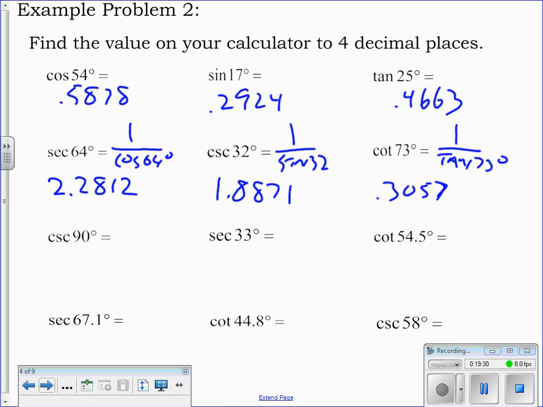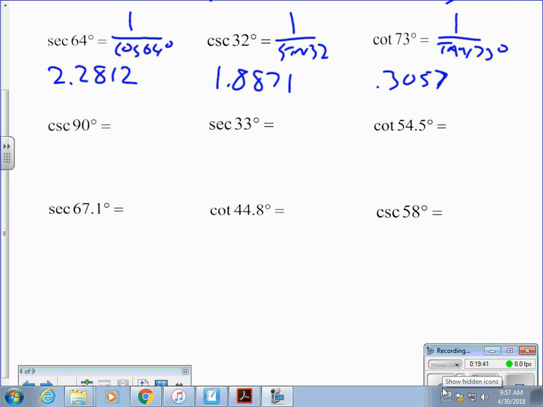So here's what I want you to do now. Do these last 4 on your calculator. 1 over the sine, or 1 over cosine, or 1 over tangent as necessary. Find them on your calculator. Okay. Cosecant is 1 over the sine of 90 degrees, and that's 1.